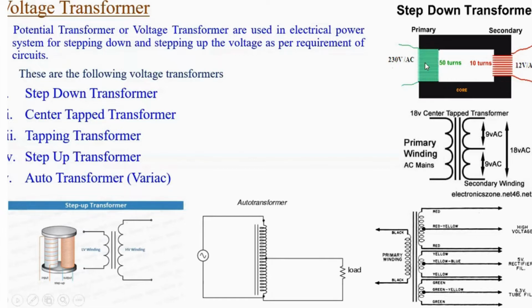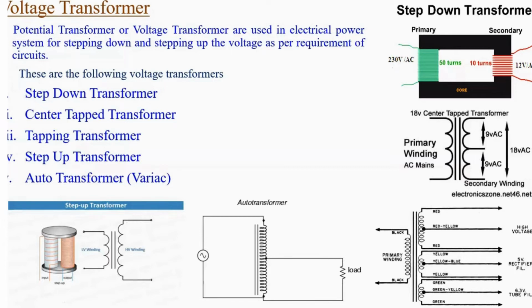Suppose on the primary side you have used 50 turns and on the secondary you have used only 10 turns. We will call it a step down transformer, because if the secondary has fewer turns compared to the primary, we call it a step down transformer. Now on the left hand side, step up transformer. It is exactly the reverse of the step down transformer. On the primary, the number of turns will be lesser, and on the secondary, the number of turns will be more.